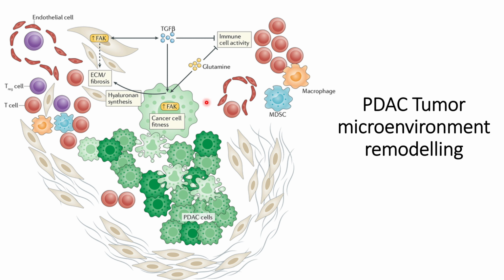So this is some of the basic overview of how this PDAC remodeling can be done, either by glutamine inhibition, which can be combined with the ICB therapies to have a maximum impact on the pancreatic cancer cells.